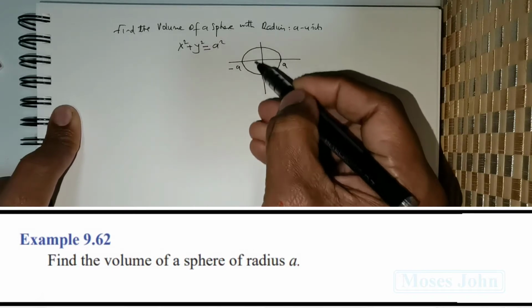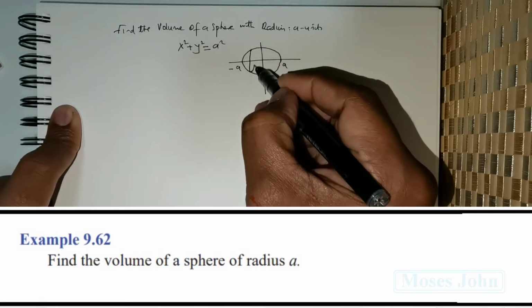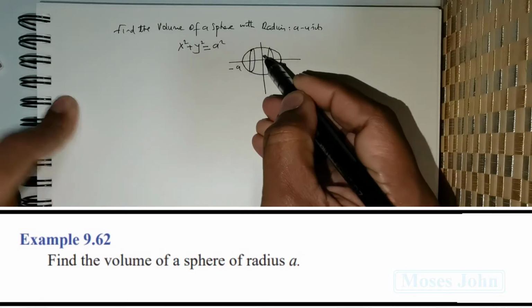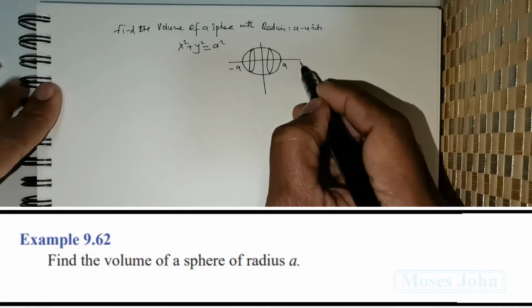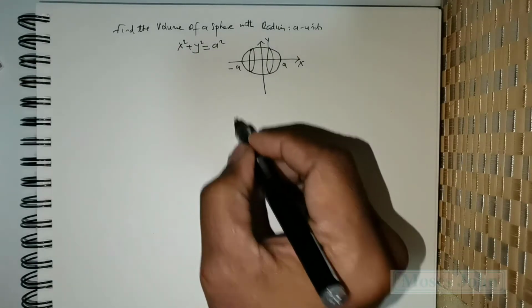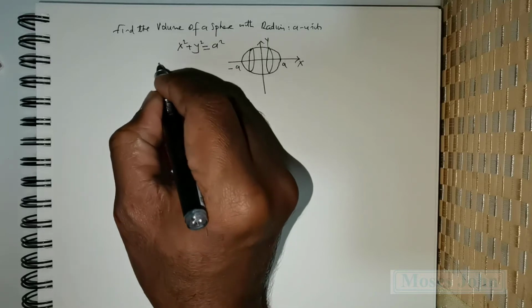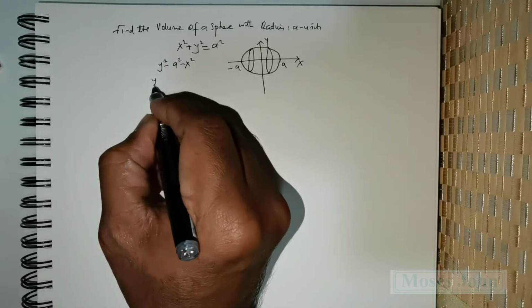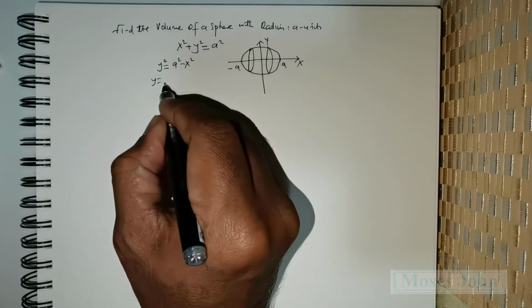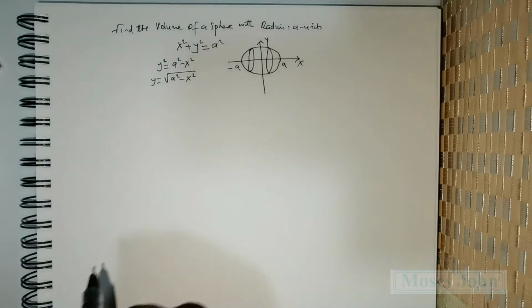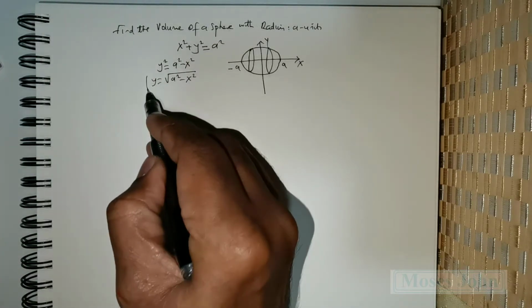Now, you are able to generate the sphere if you rotate the semicircle, the top side, about the x-axis. So this is the x-axis and the y-axis. Now, if you were to write y in terms of x, then you would have a squared minus x squared, which means y is equal to the square root of a squared minus x squared. So this is what you would have. But we don't need this.